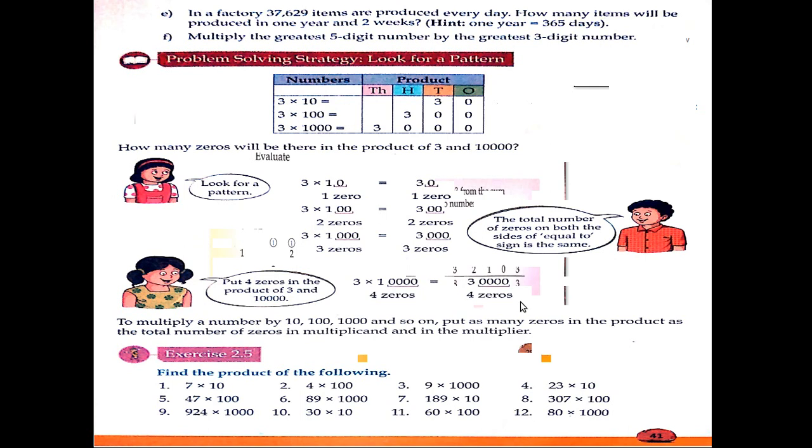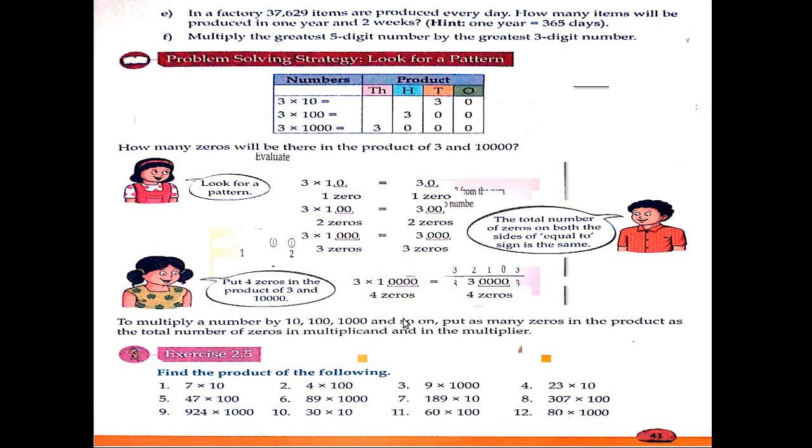4 zeros. Okay, so to multiply by 10, 100, 1000 and so on, put as many zeros in the product as the total number of zeros in the number multiplied. See here, for 10 we have to put 1 zero. For 100, 2 zeros, so for 400 there will be 2 zeros. For 1000, 3 zeros.